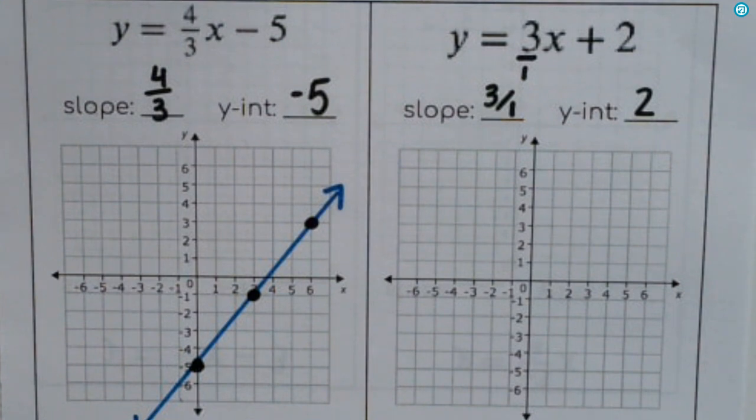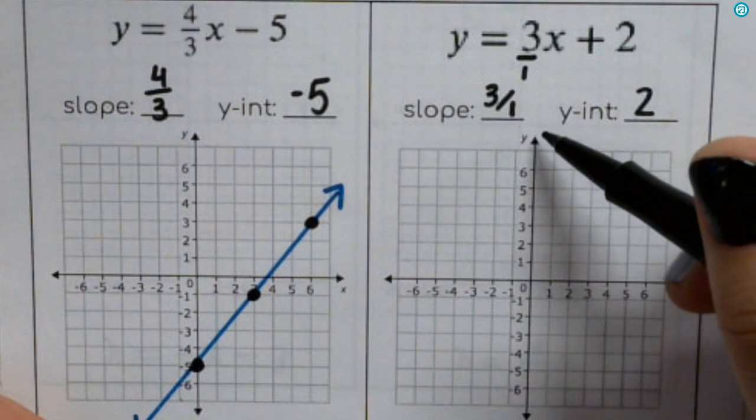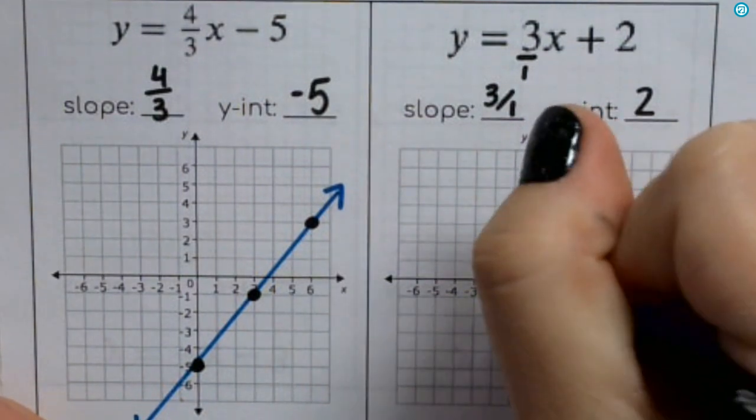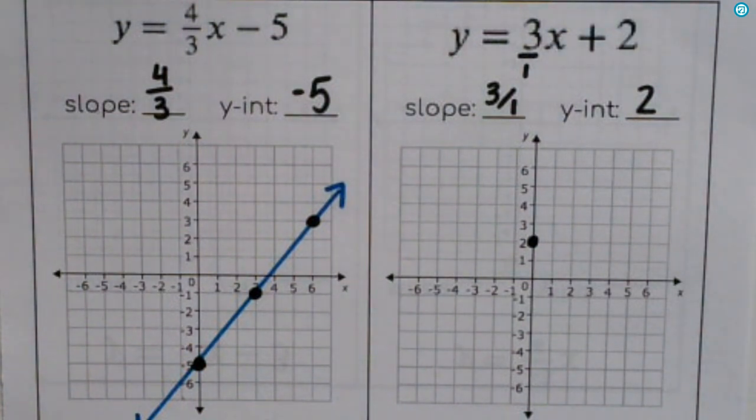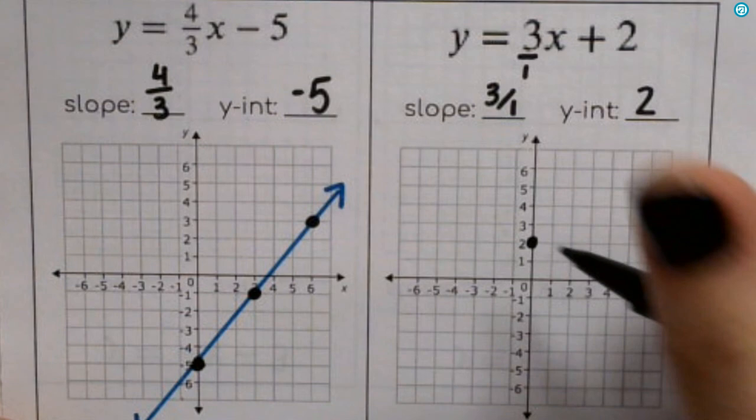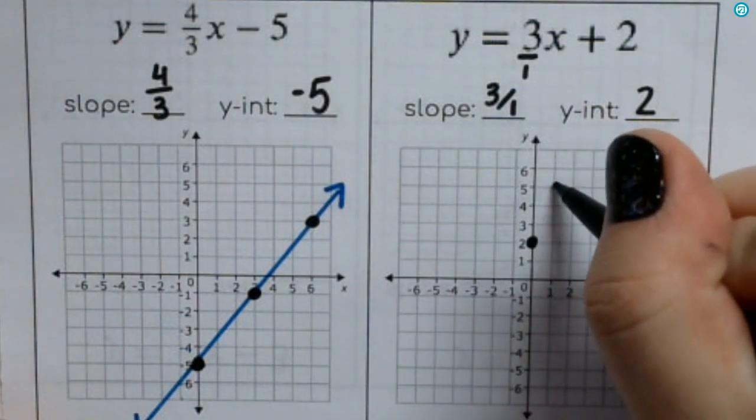Okay, so I'm going to start at my y-intercept. Your y-intercept has to be on your y-axis. So start at positive 2. And then my slope is 3 over 1. So that means I go up 3, 1, 2, 3, right 1.